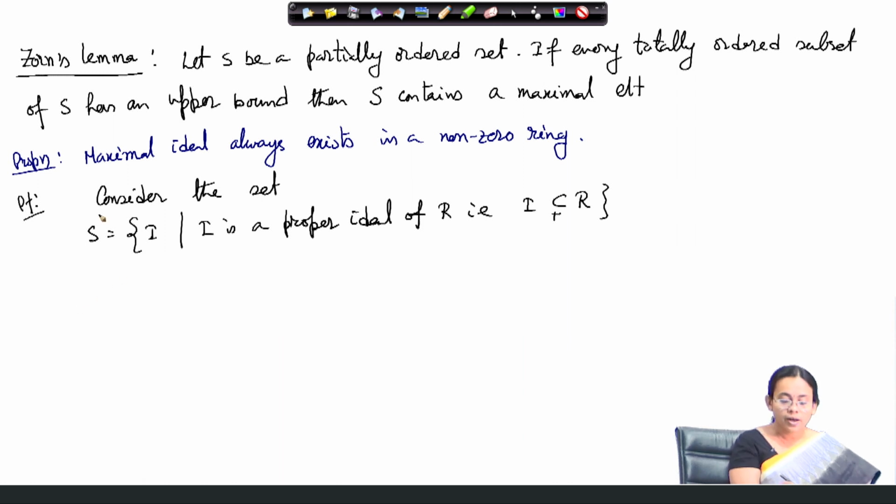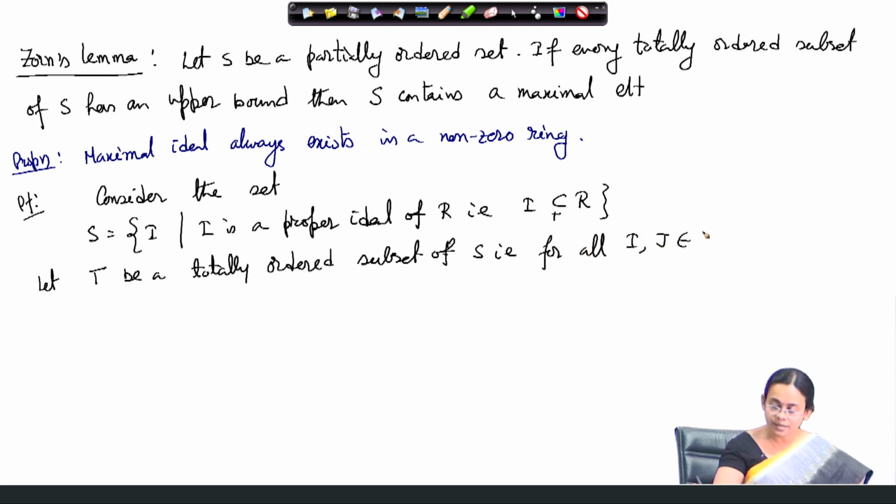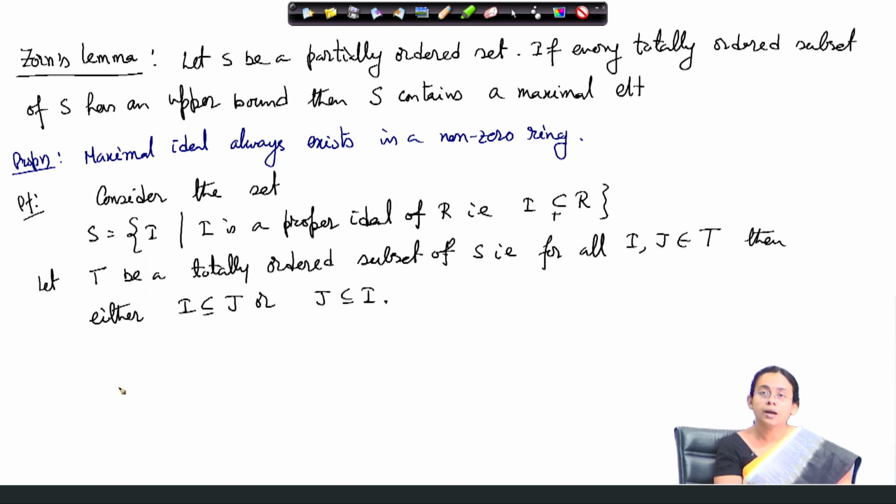If I consider S to be this set, then it has a partial order with respect to this inclusion operation, and let T be a totally ordered subset of S. That means that for all ideals I and J in T, either I is contained in J or J is contained in I. This is what I mean when I say that T is a totally ordered subset of S.